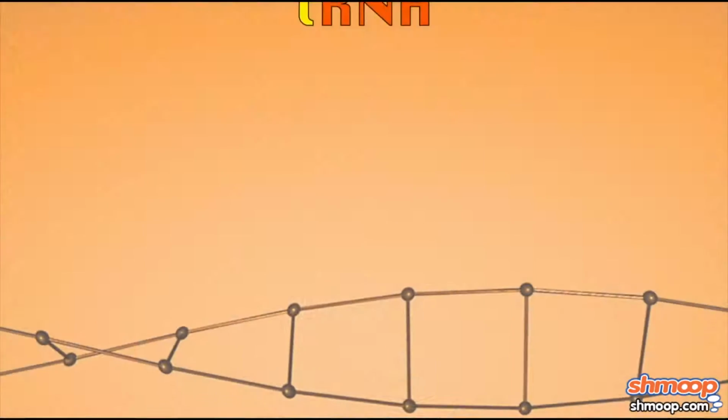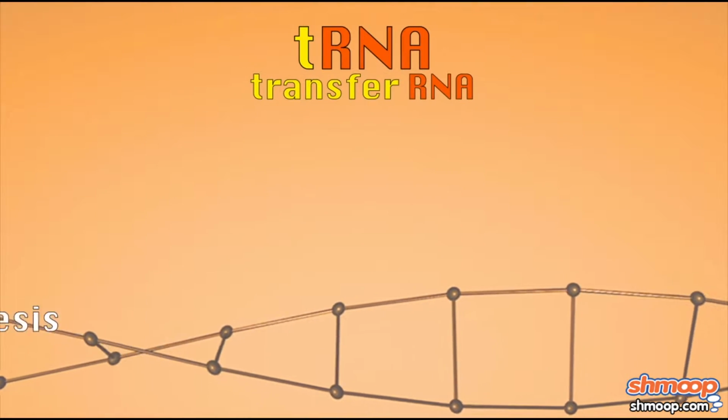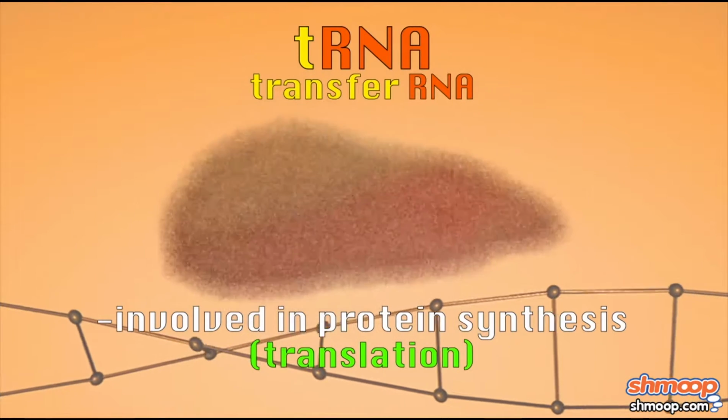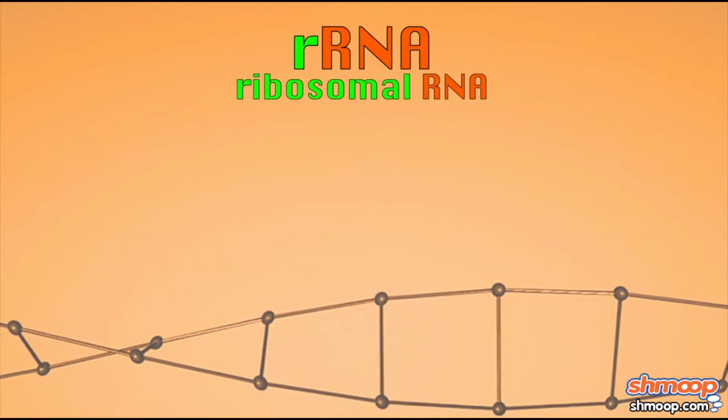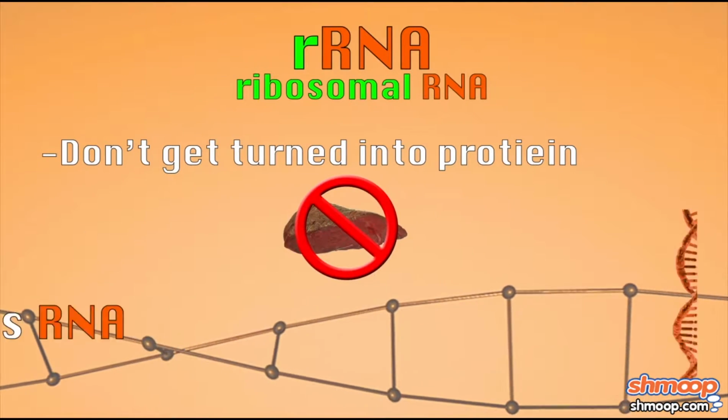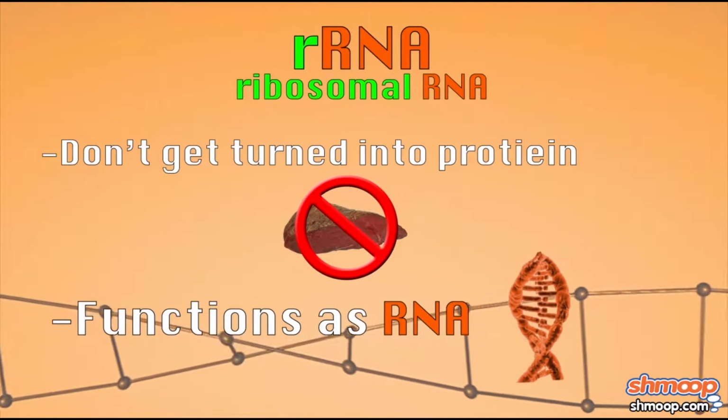But there's what's called non-coding RNAs that aren't turned into proteins, basically. So tRNAs are transfer RNAs, and those are involved in protein synthesis. They help with the ribosome. There are ribosomal RNAs, which again, they don't get turned into proteins, but they actually function as RNAs.